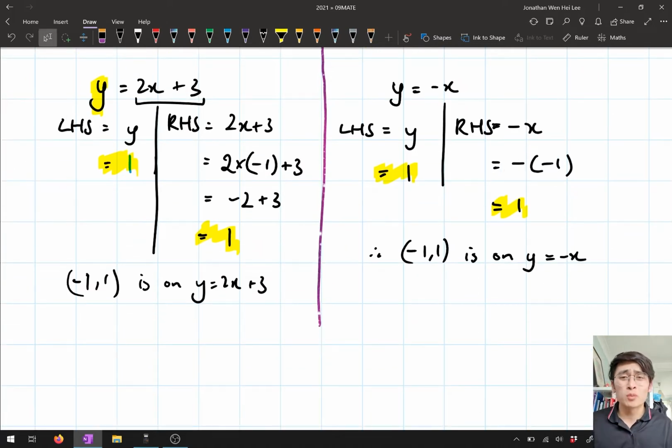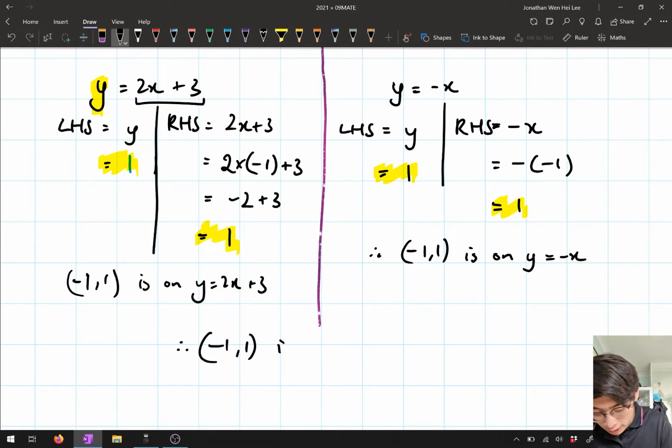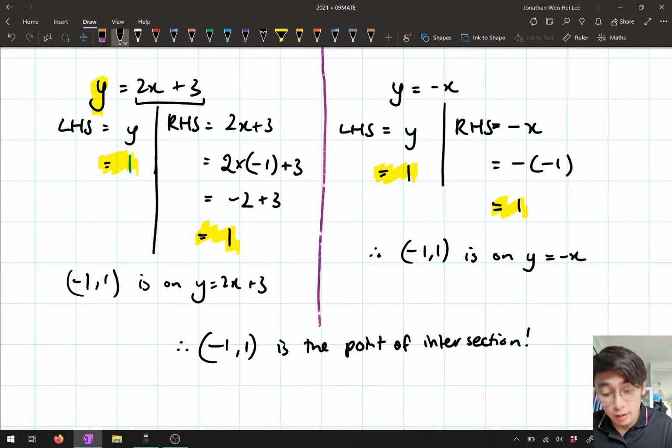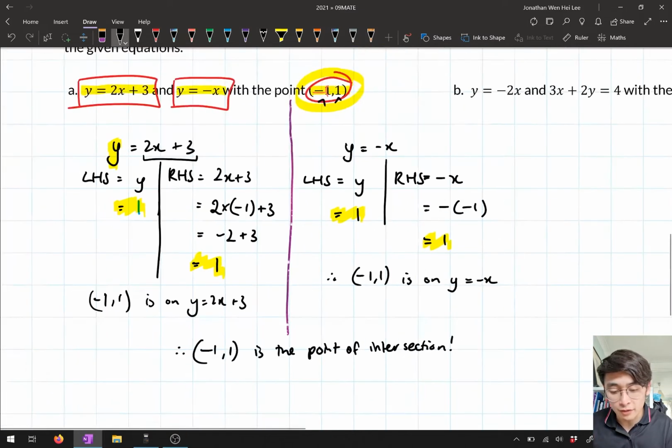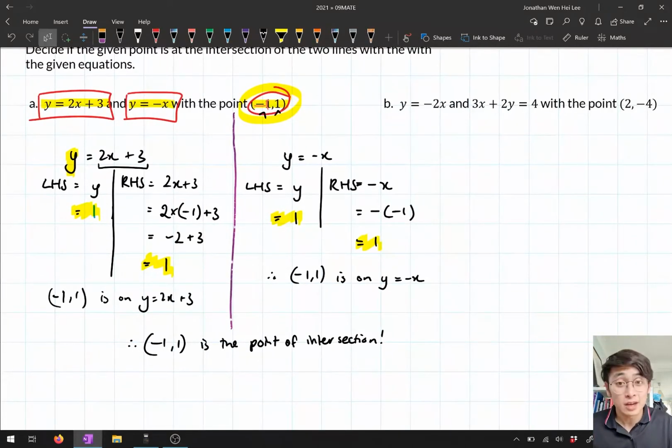And so if -1, 1 is on y is equal to 2x plus 3, and also on y is equal to -x, that means that therefore -1, 1 is the point of intersection. There we go. So when we're checking if a point is a point of intersection, or if it lies on both of the lines, we just substitute that point into both of those lines. This is similar to what we did quite a few lessons ago early in this topic. I'll try and find the link to that and post it in the comments. But that's what we're doing in this first part.